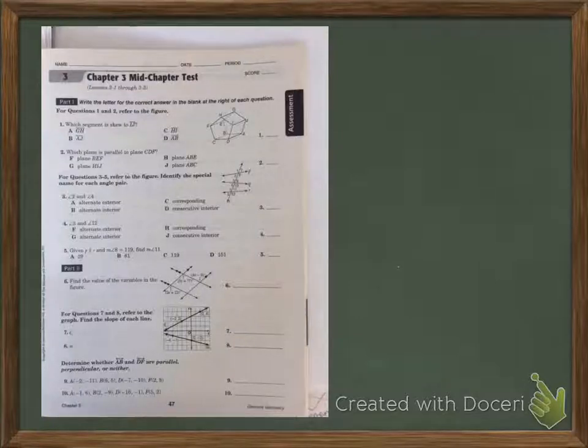So the first problem asks you to tell which segment is skew to IJ, and we're looking at this figure here. So IJ is actually right where I pointed, right here. Skew segments are non-intersecting and non-parallel. So we need to pick which one is not intersecting with IJ or is parallel.